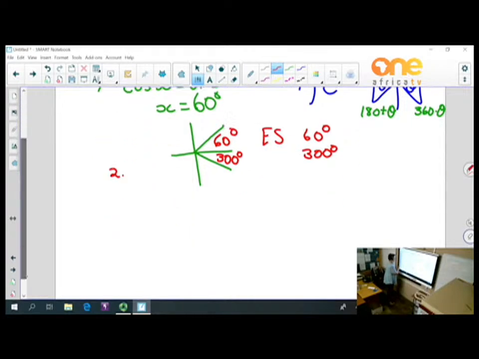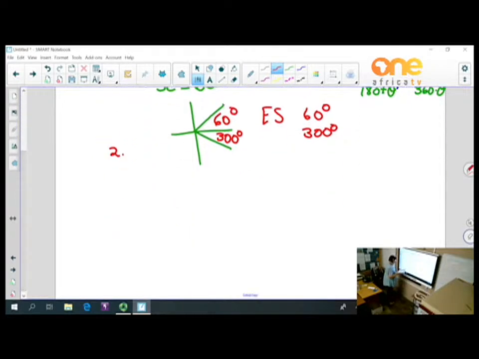Number 2. Sine x is equal to negative 0.6. Now the negative indicates the quadrant. Don't press that one now. That indicates the quadrant. So now we're going to say second function sine 0.6 is equal to, and I got 36.869.